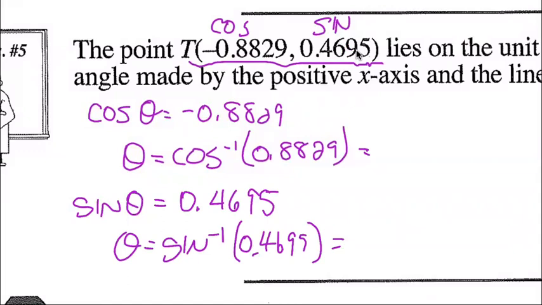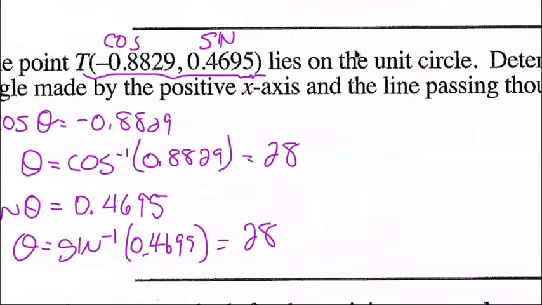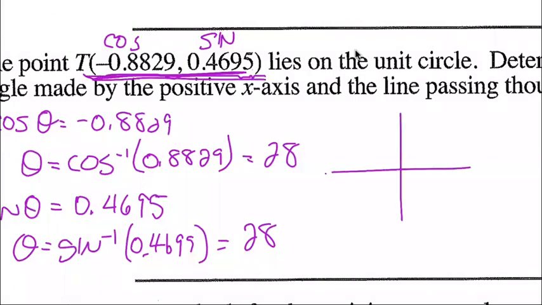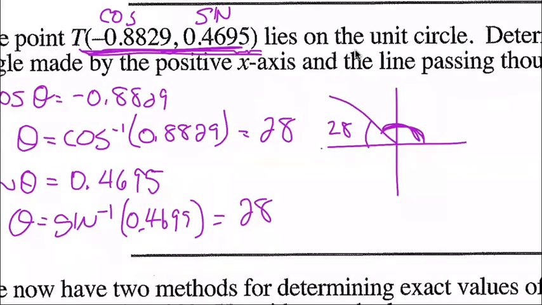Double checking on my calculator. Second function cosine 0.8829 gives 28 degrees. Second function sine 0.4695, also 28 degrees. So there's my reference angle of 28 degrees. But this coordinate point is going to tell us what quadrant we're in. Negative x, positive y, so we're in quadrant 2. Reference angle of 28 degrees. What's my rotation angle? 180 minus 28, 152 degrees.